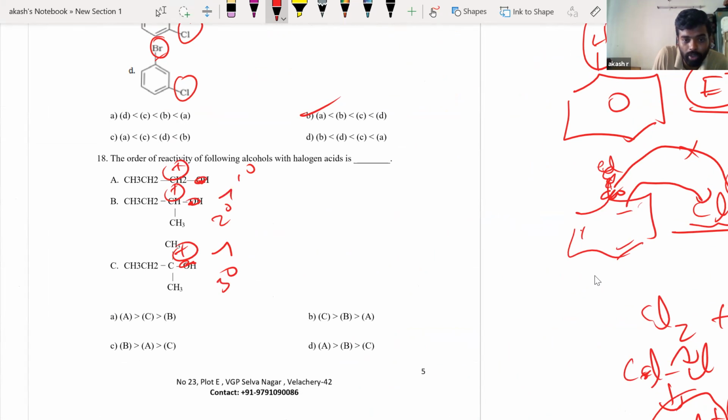So C is the one which is going to have maximum reactivity. Then comes B, then comes A. B is the answer to this question.